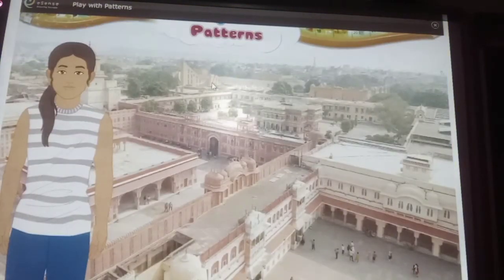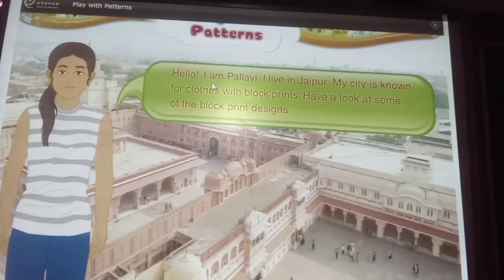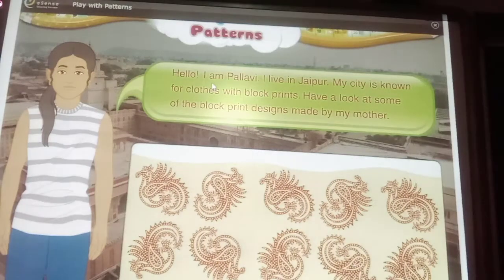Meet Pallavi. She is saying something. Hello, I am Pallavi. I live in Jaipur. My city is known for clothes with block prints. Have a look at some of the block print designs made by my mother. She makes these designs by using blocks again and again.